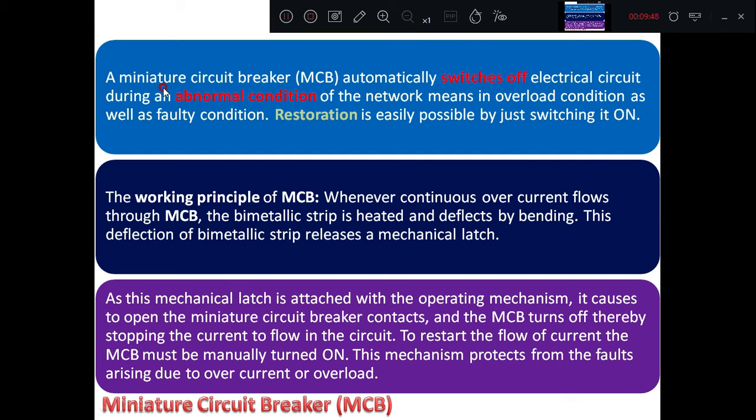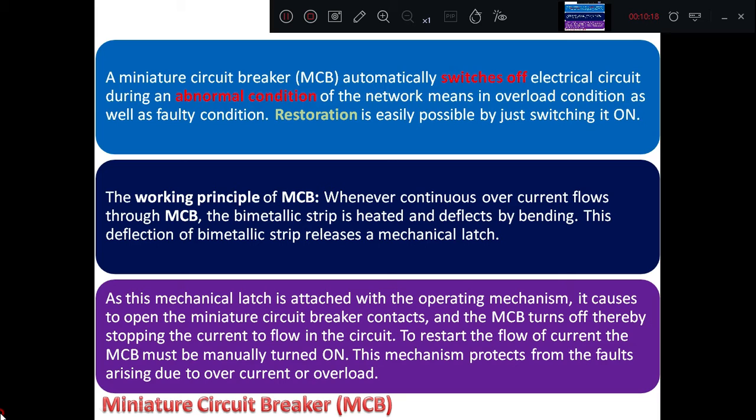At the same time, once the fault is cleared, restoration is very easily possible using the circuit breaker, just by switching it on. In the event of a fault, the circuit breaker automatically goes into the off position. Once the fault is cleared, you can bring it back to its on position. But that is not possible in the case of a simple fuse, that is, once it is blown out.